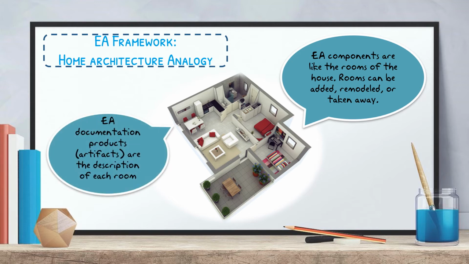EA documentation are the descriptions of each room and can include statements, stories, pictures, and also videos. For example, how do you know that this is a bedroom? Okay, because you can see there is a bed right here. So you know that this is a bedroom. So that is an example of the EA artifacts.